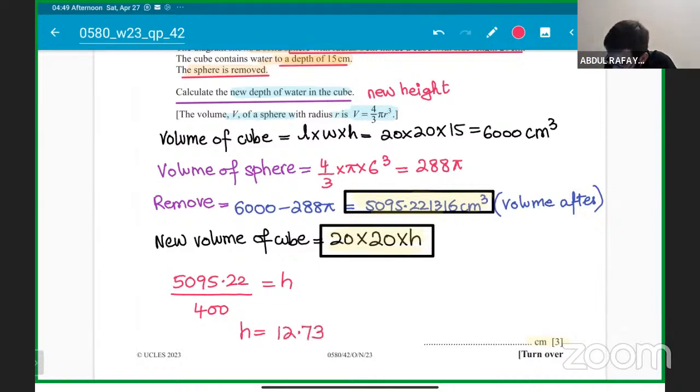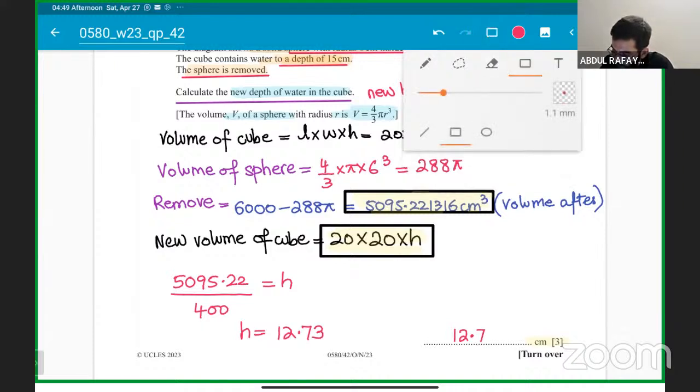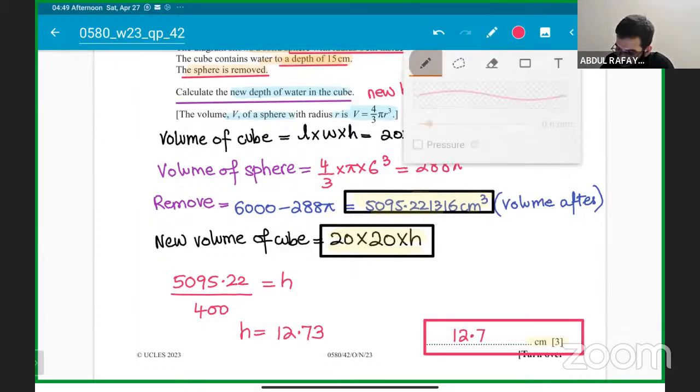12.73। देखिए न्यू डेप्थ ऑफ द वाटर रिड्यूस हो गई, 15 से रिड्यूस होकर 12.7, 12.7 भी लिख सकते हैं। आई थिंक आई स्टॉप विद the one decimal place because of three significant figures answer to give.